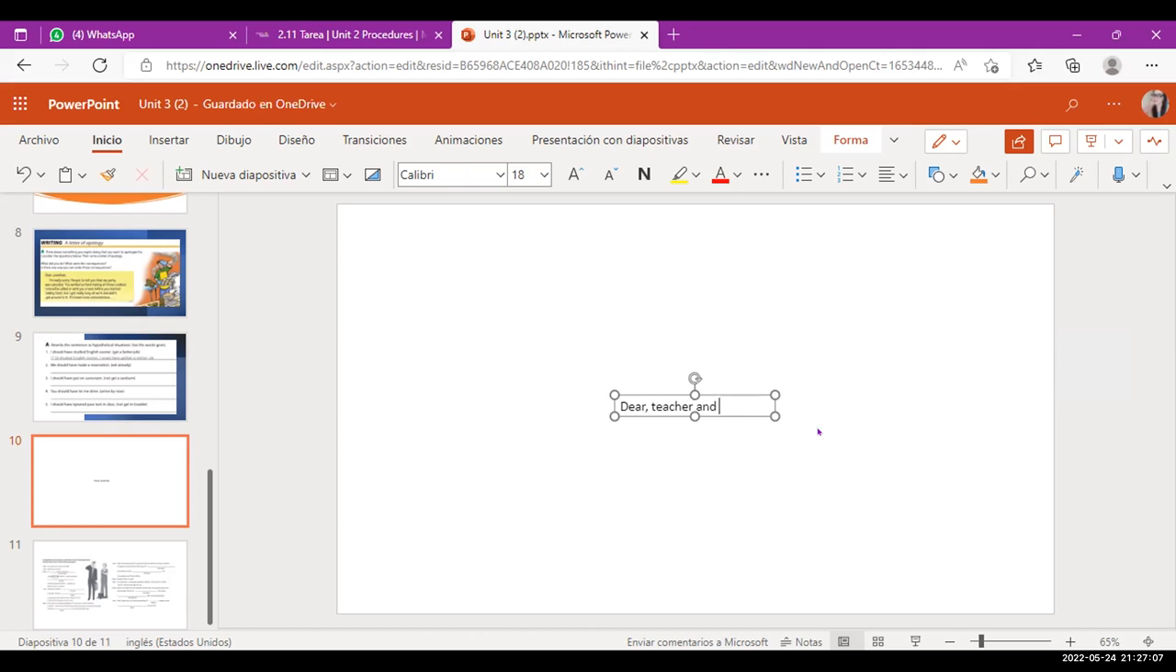No queremos redactar la disculpa que debió haber dado a Andrea. Creo que ahí puso algo. The teacher and ¿cómo sería? Para los compañeros. Classmate, creo que es. Classmate. Sorry for the presented.